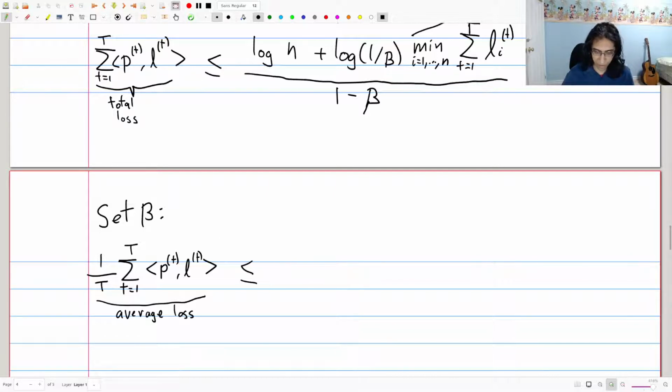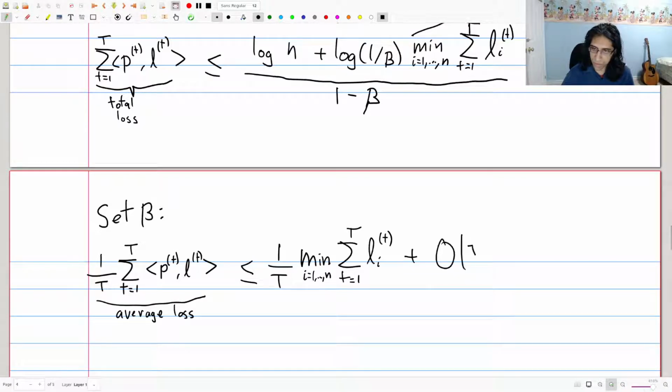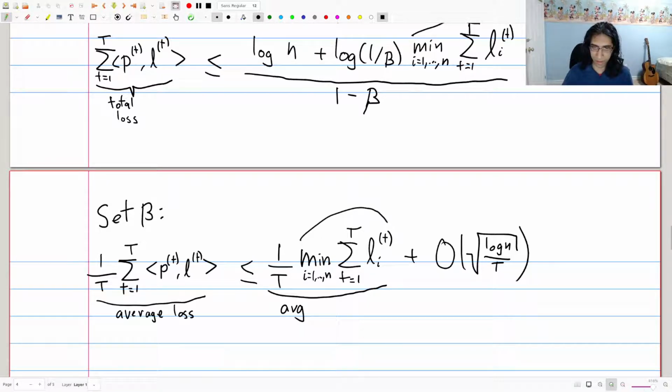And like I said, with the appropriate setting of beta, I'll just claim, I'm not going to do this out, that you can write this as follows. So this is the bound that you end up getting, which is actually quite appealing for reasons we'll talk about. This right here is the best loss in hindsight. So this here is the average best loss in hindsight.